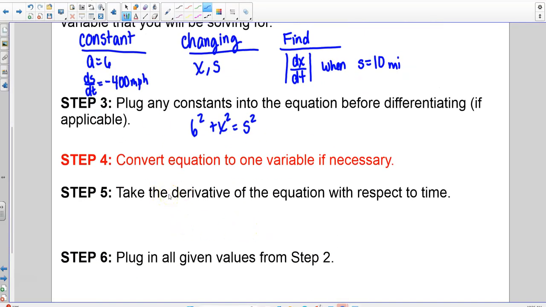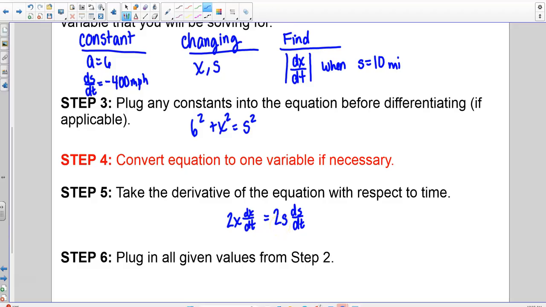We're going to take the derivative. Derivative of 6 squared is 0. Derivative of x squared is 2x dx dt. Not a plus sign, an equal sign right there. Derivative of s squared is 2s ds dt.